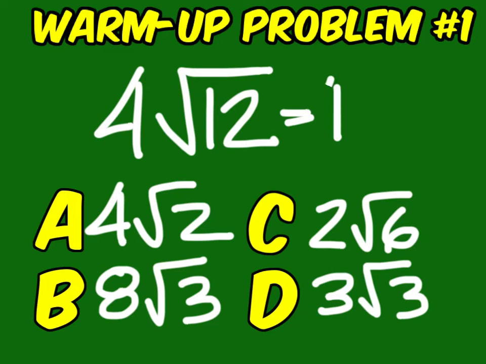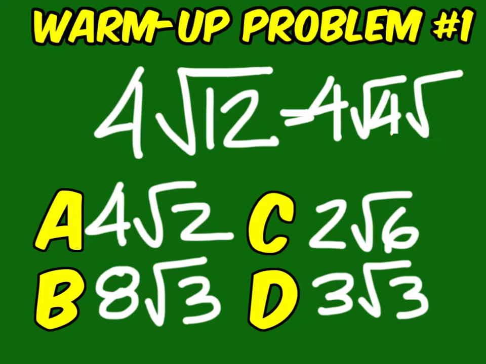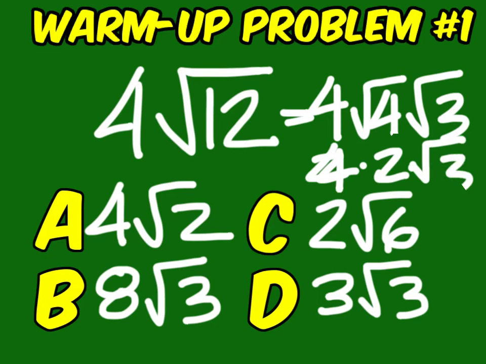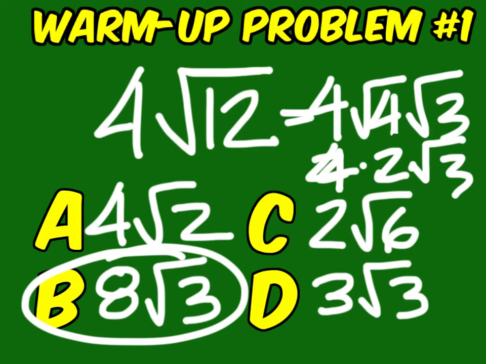On this one, it breaks up as square root of 4, square root of 3. So that's 2 times... it should have been 4 there at the beginning. There we go. 2, then square root of 3.